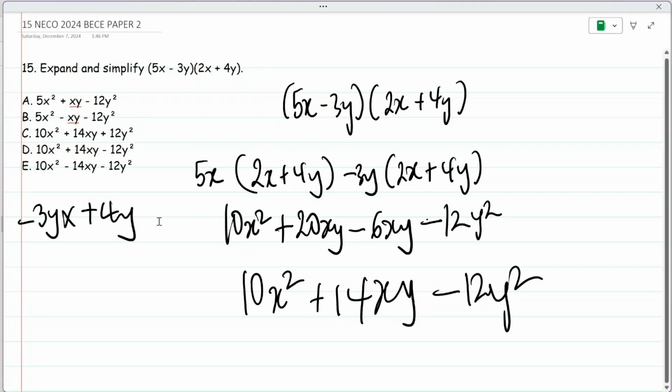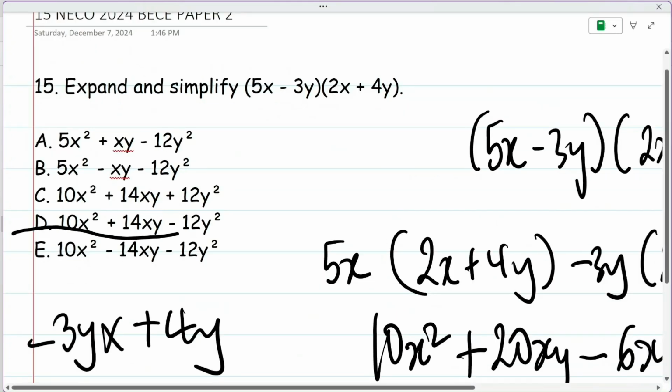After all this work, you have to be careful here so you don't choose the wrong answer. The 14xy has a positive and the 12y squared has a negative. The only one with the negative here is the 12y squared. The answer is D, where the only one with the negative is the 12y squared. You have to be careful choosing your answer because the options here are close. So after the hard work, you end up choosing the wrong answer.